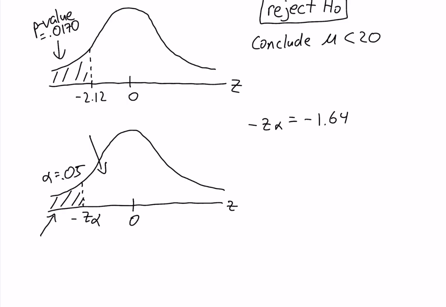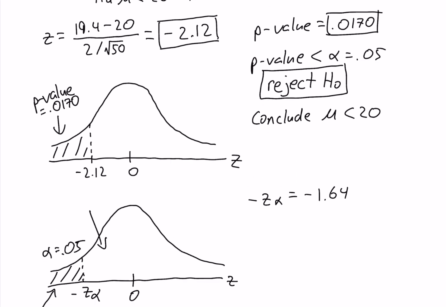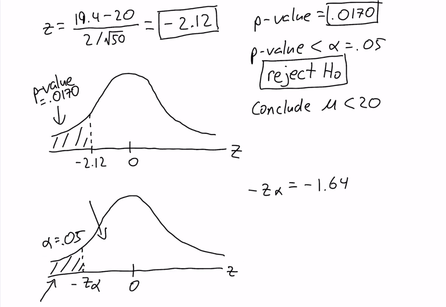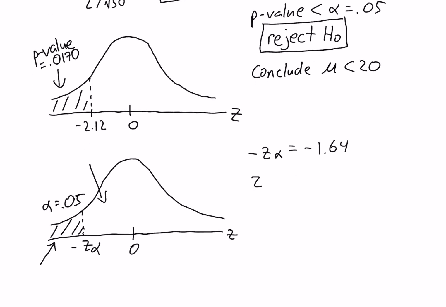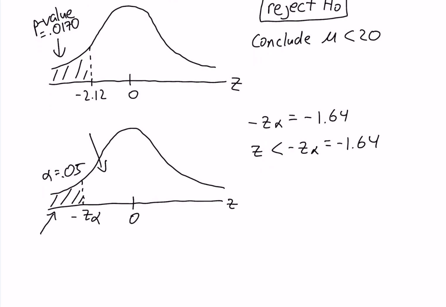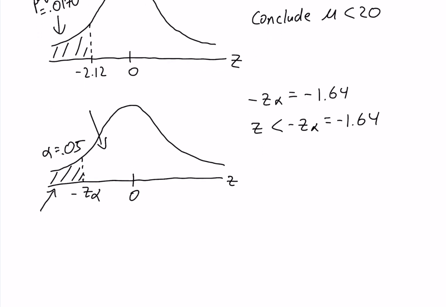So our test statistic that we calculated earlier is negative 2.12. So our test statistic is less than our critical value of negative 1.64. So our conclusion is, again, to reject the null.